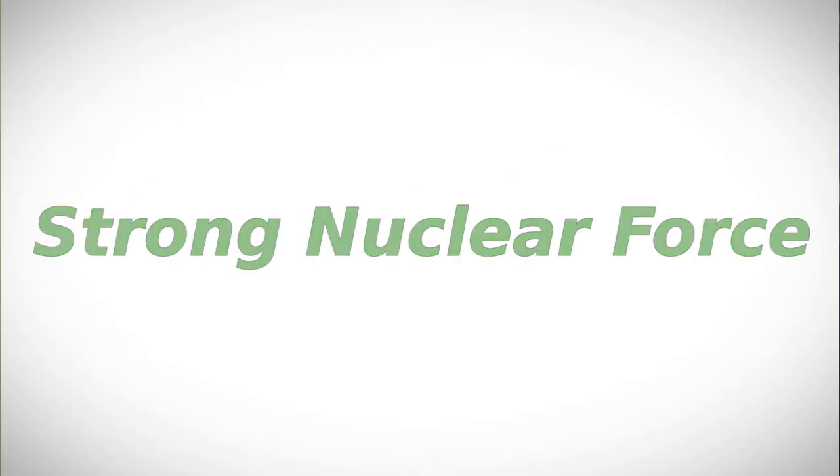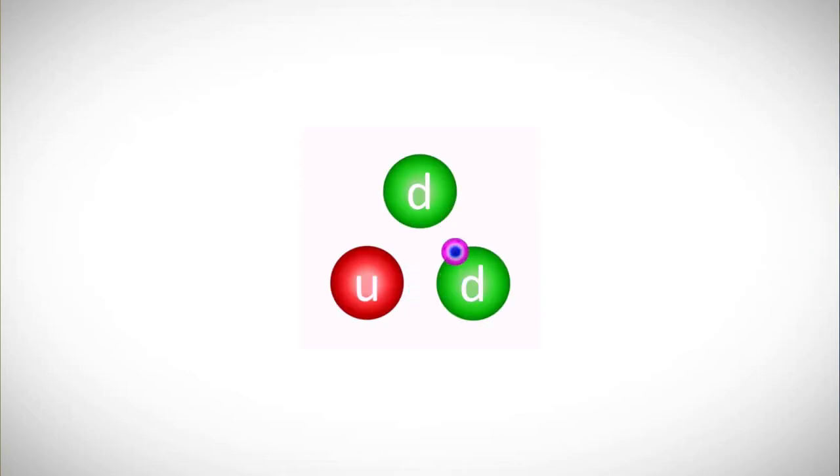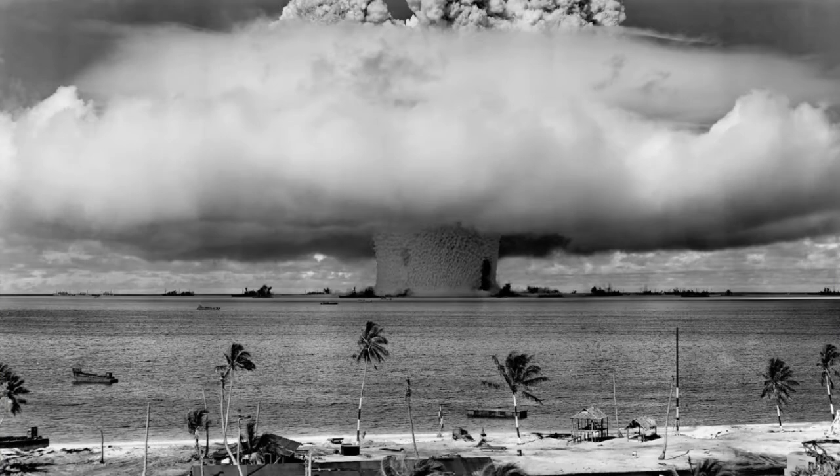Gluons govern the strong nuclear force and are exchanged between quarks in order for the protons and neutrons to stay together, forming the atom's nucleus. The strong force is, as you may have guessed, the strongest force in the universe, which is why so much energy is released when an atom is broken apart.